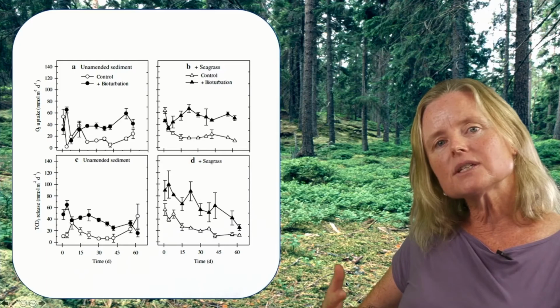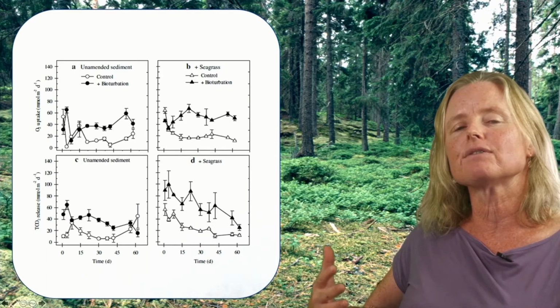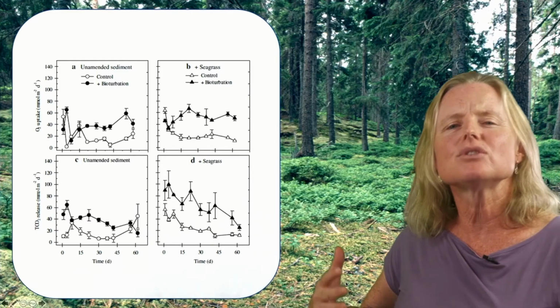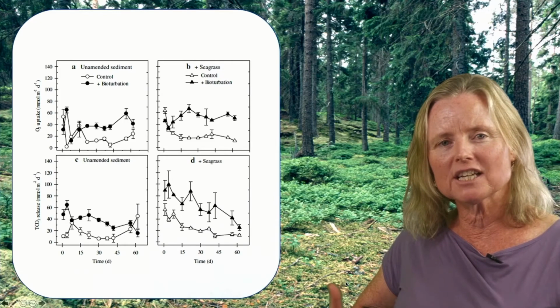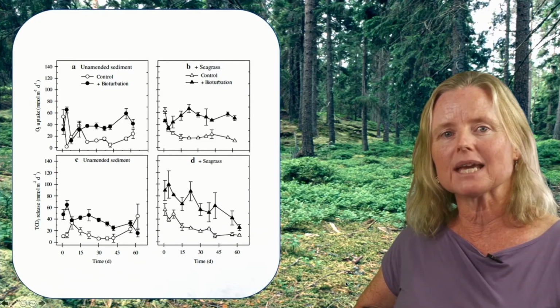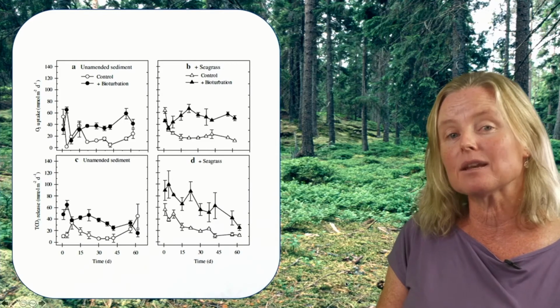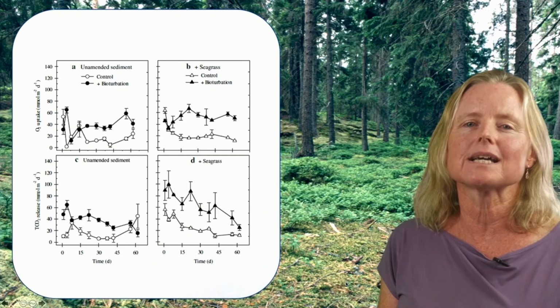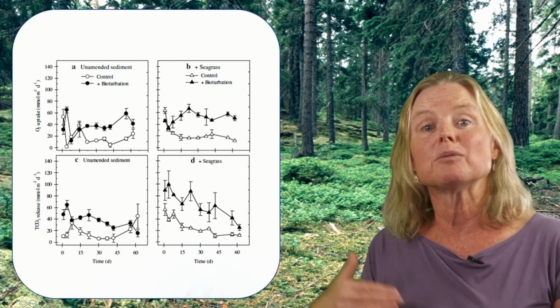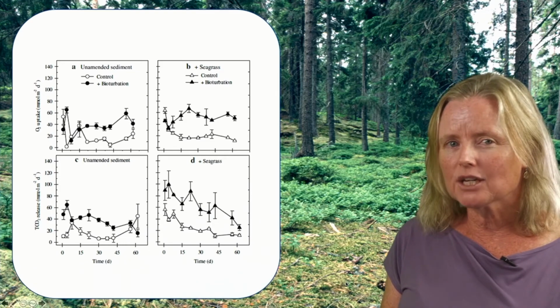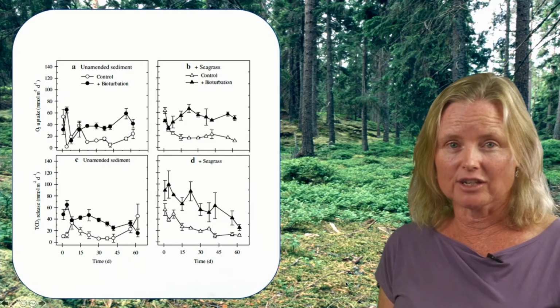While the authors of this work admit that this was an artificial setting, the results do highlight that the action of bioturbation could be a mechanism that converts seagrass sediment from what is classically considered a carbon sink to a carbon source, having important implications for climate change mitigation strategies.